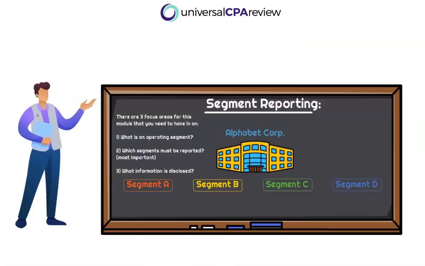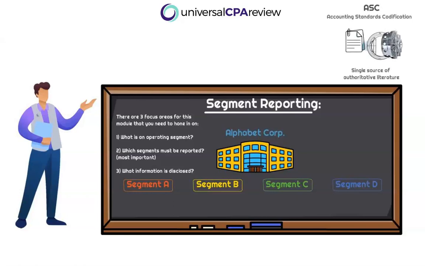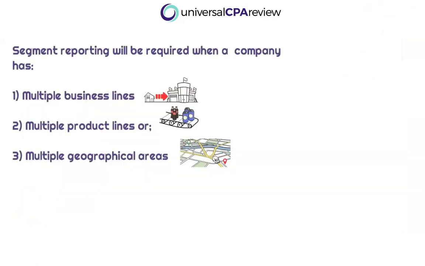All right, let's get started. ASC Topic 280. What does ASC stand for? That's the Accounting Standards Codification, right? Just thought I'd catch you napping. Let's talk about some segment reporting. When we think about segment reporting, we're thinking about a company that has either multiple business lines, product lines, or geographical areas.